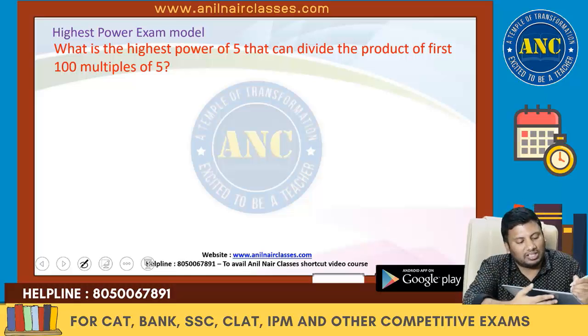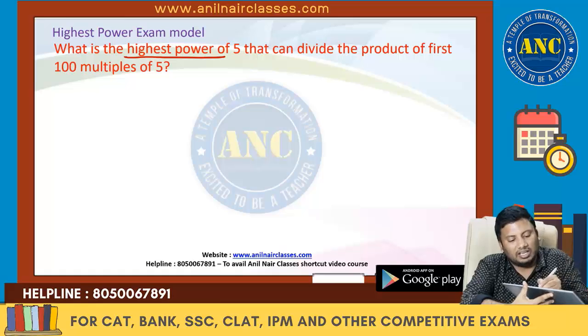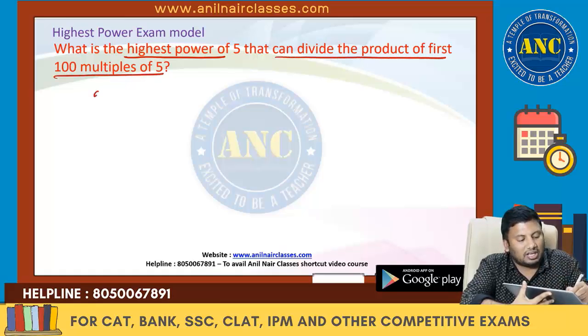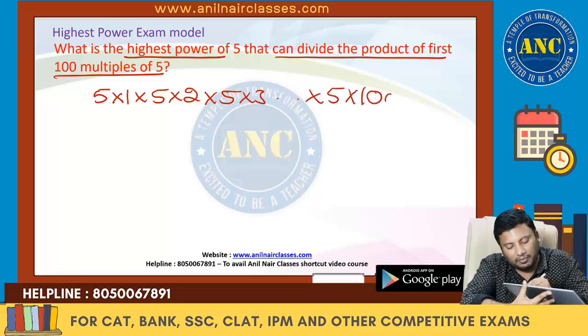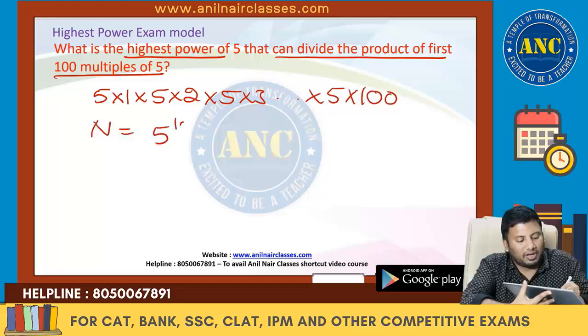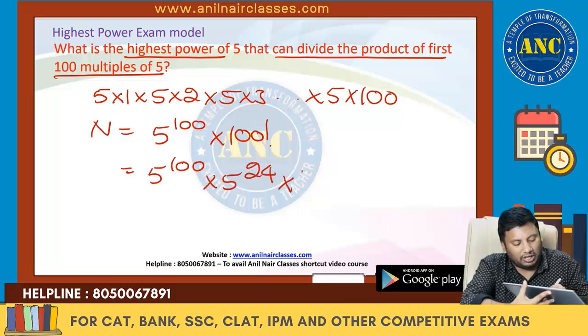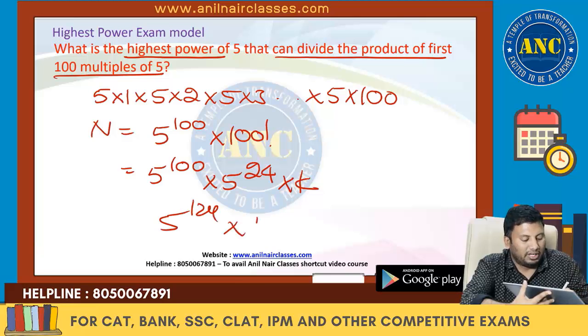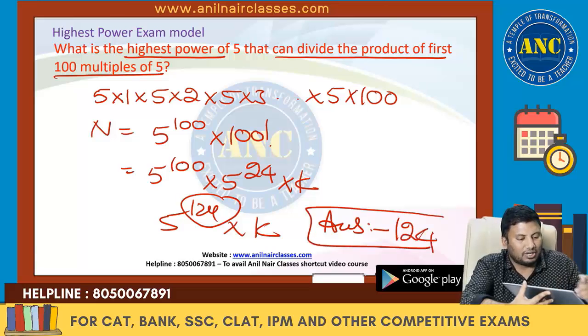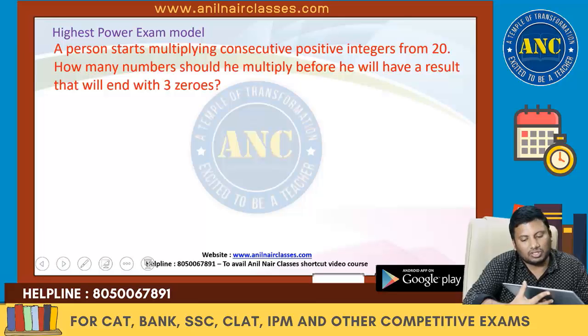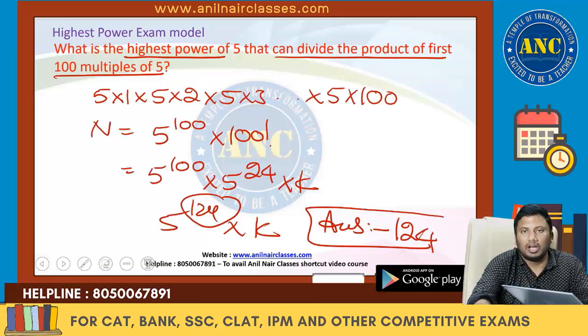Find the highest power. All these questions we solved in the class, sir. What is the highest power of 5 that divides the first 100 multiples of 5? The multiples are 5 times 1, 5 times 2, 5 times 3, up to 5 times 100. So these are nothing but 5 power 100 into 100 factorial. 100 factorial is 5 power 24 into k, so 5 power 124 into k. All are easy questions because we have already solved them in the class. Most of the questions you can solve orally, sir. I hope it is clear.